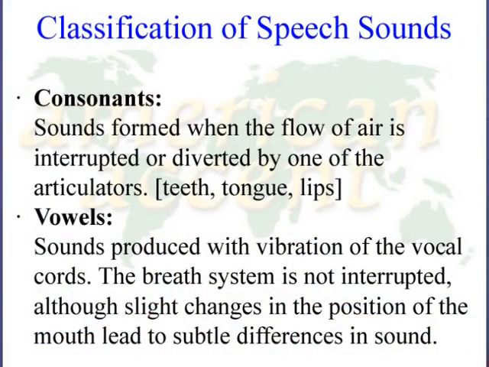We have classifications for speech sounds. The first one is consonants and vowels. You may well be familiar with this through grammar. Consonants are formed when the flow of air is interrupted or diverted by one of the articulators, the teeth, the tongue, the lips. In other words, there's some blockage. And through the blockage, the air comes out in a certain way. I'll be showing you all of that in each lesson.